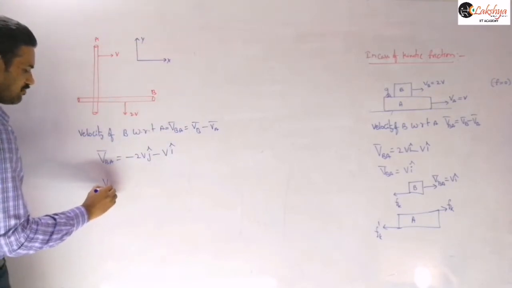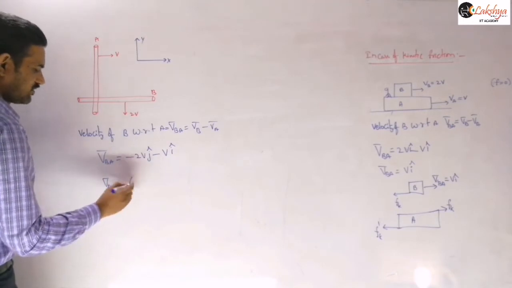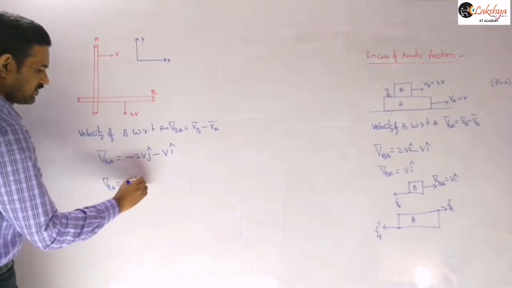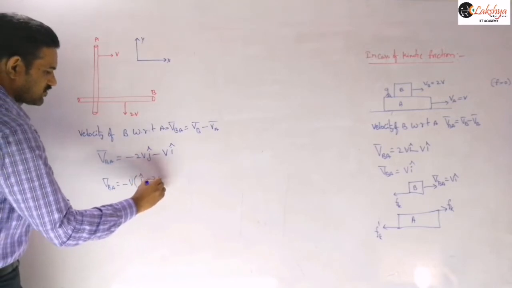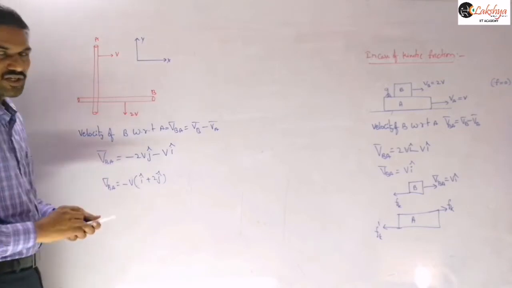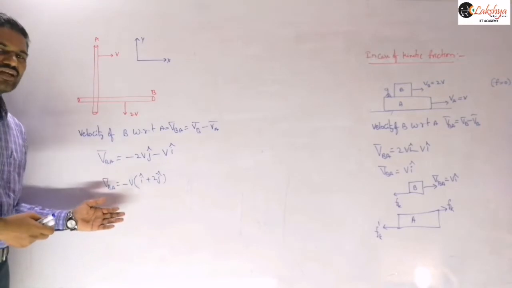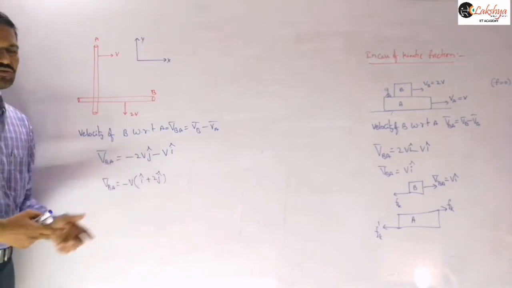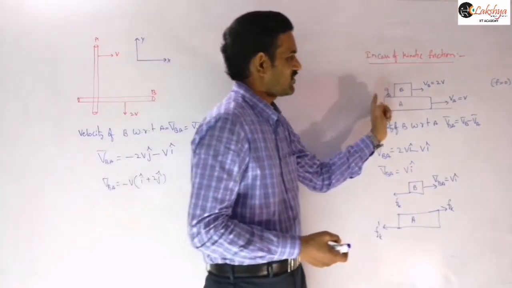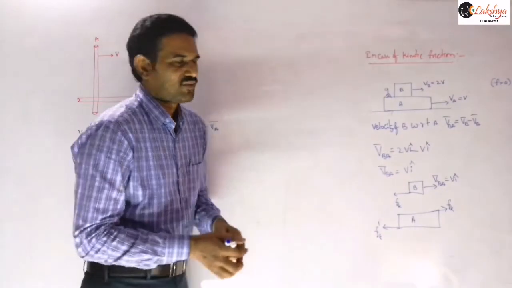Therefore V_BA bar is equal to minus of that; V also can be taken common, minus V of (i cap plus 2j cap). That means the velocity of B with respect to A is along this direction. So the frictional force acting on B will be opposite to this, as I said here. If the velocity of B with respect to A is towards right, then the frictional force acting on it will be towards left.